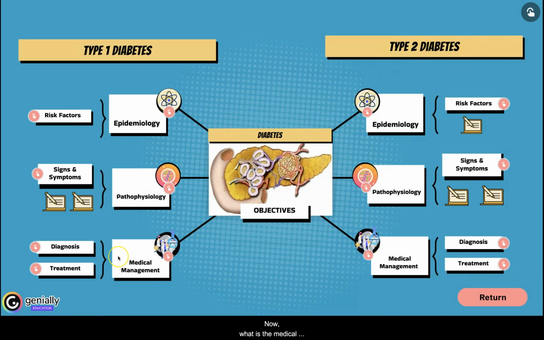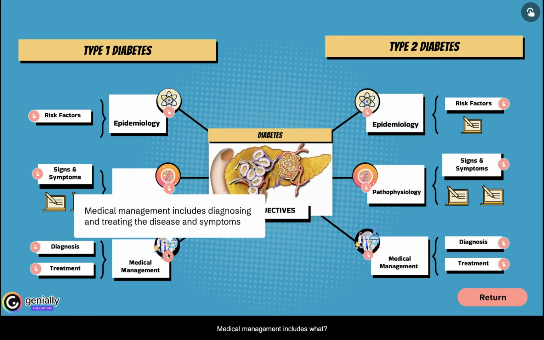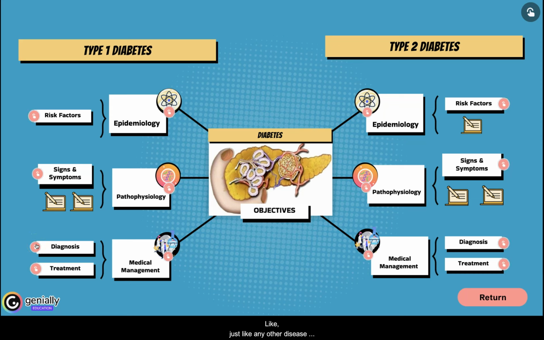Now, what is the medical management of diabetes? Medical management includes what? First, it's going to get diagnosed, and then you're going to treat the disease and the symptoms. That's how it is medically managed. So the first thing would be diagnosing it, right? How do we diagnose it? Just like any other disease process, first it has to be diagnosed before the treatment can start.